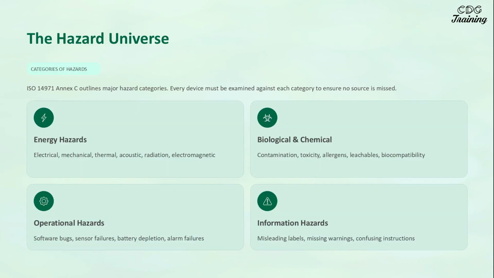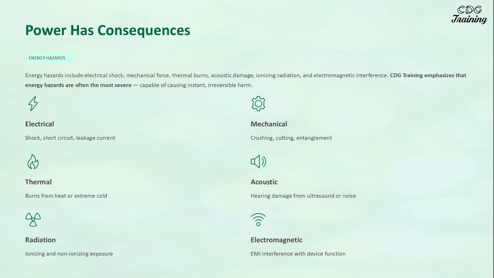ISO 14971 outlines major hazard categories. Every device must be examined against each category to ensure no source is missed, covering energy, biological, chemical, operational, and information hazards. Energy hazards, including electrical and mechanical, are among the most severe, capable of causing irreversible harm. CDG training emphasizes their critical nature in risk management.